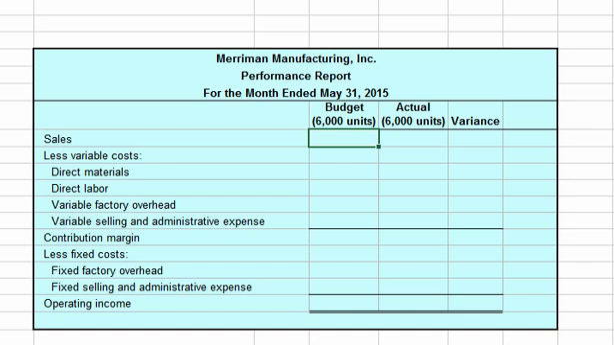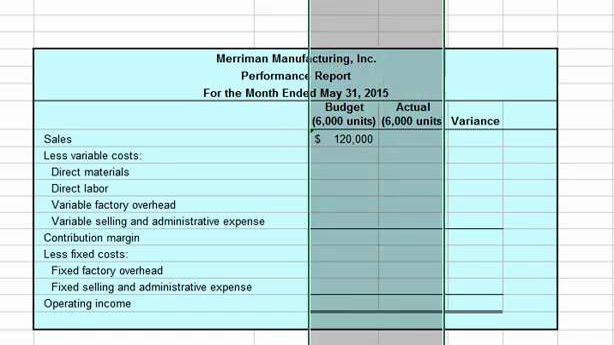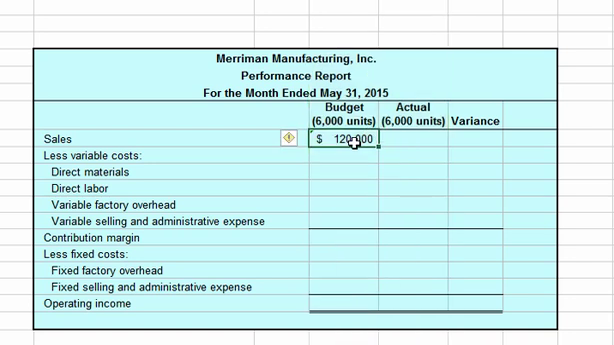Okay, sales 20 per unit, and they're estimating sales at 6,000 units, so it equals 20 times 6,000. I like for these to be centered. And that still doesn't look centered to me for some reason, but okay, let's go with it. The actual, they just give you the number, 125,000.